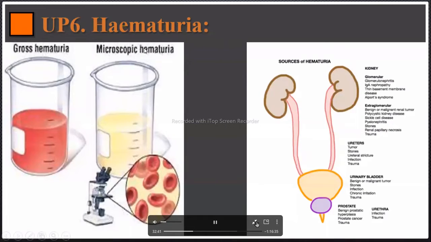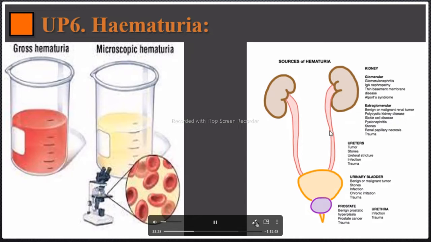Okay, hematuria can be gross or microscopic. The source of hematuria, as you know, is the urinary tract, so any site can cause hematuria: kidney, ureter, bladder, prostate, urethra. The kidney may have a glomerular cause like glomerulonephritis or nephropathy, or an extraglomerular cause like benign or malignant renal tumor, polycystic kidney disease, sickle cell disease, pyelonephritis, stones, renal papillary necrosis, maybe trauma.